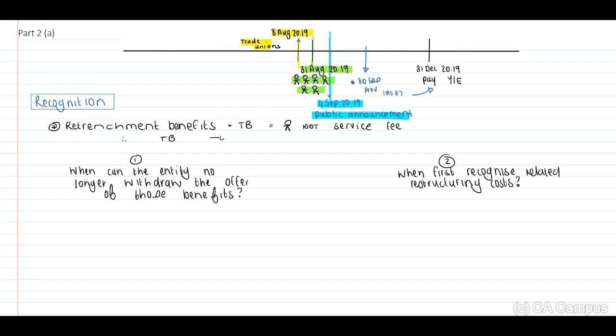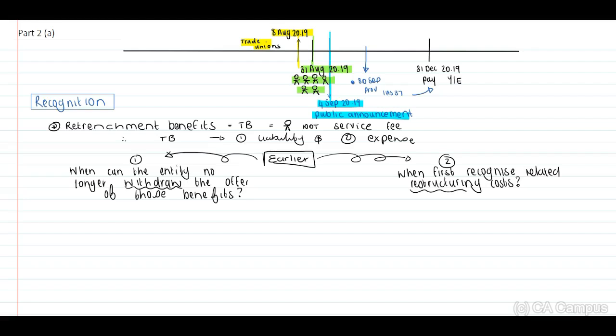And as per IAS 19, we will have to recognize our liability and our expense at the earlier of the following two. Either number one, when the entity can no longer withdraw the offer, or number two, when it first recognizes related restructuring costs. Okay, now, can no longer withdraw from the offer.